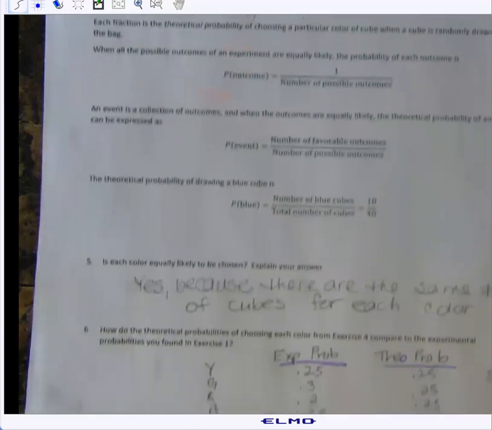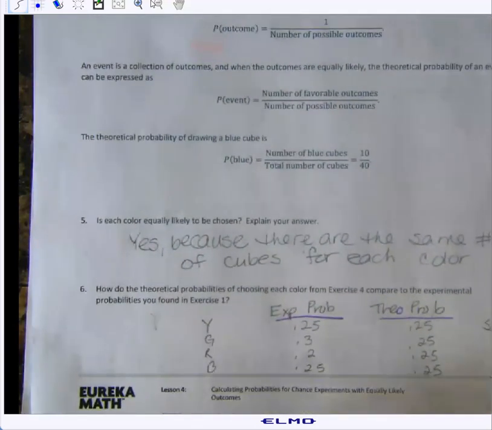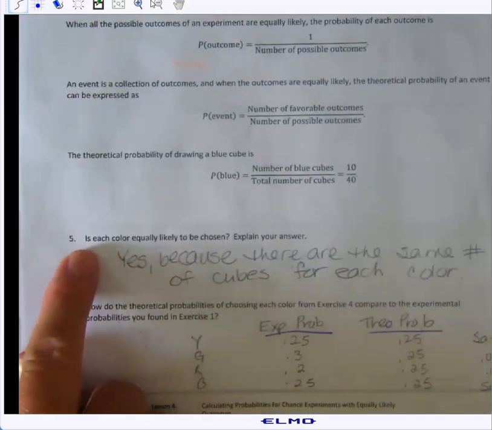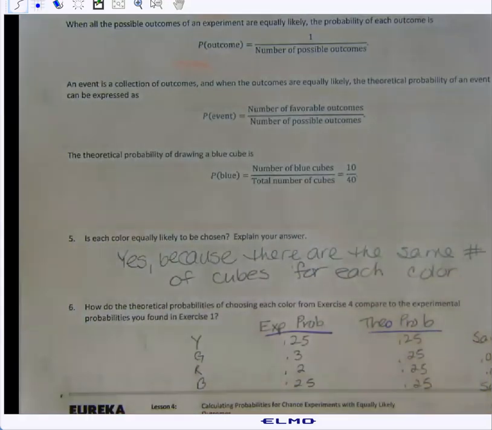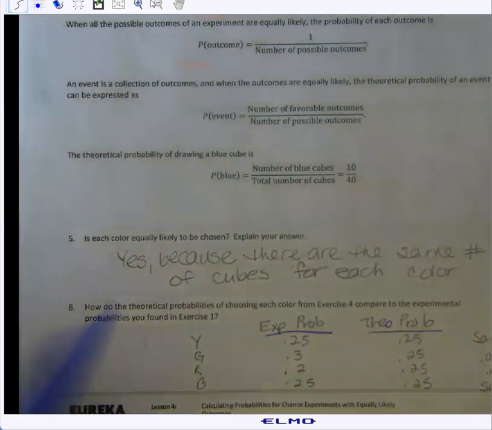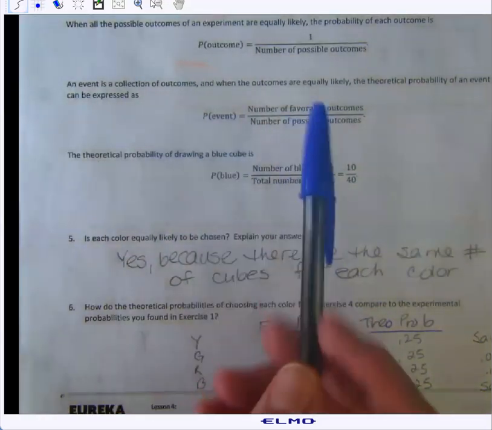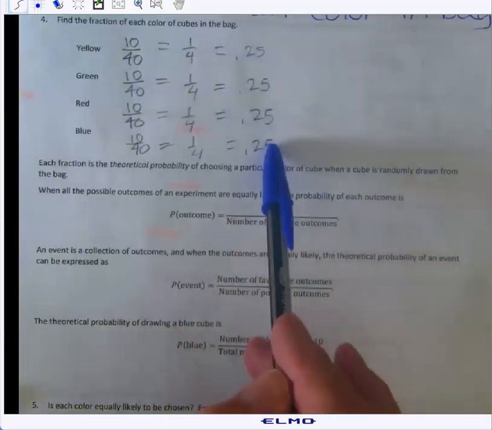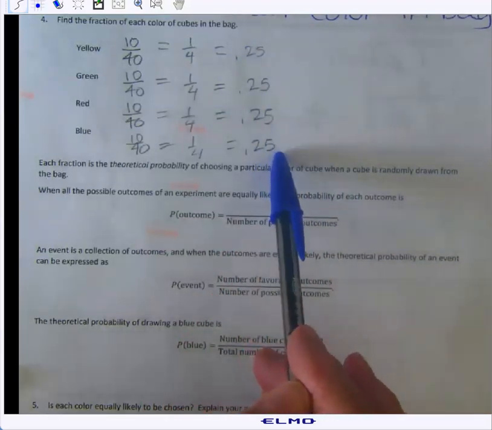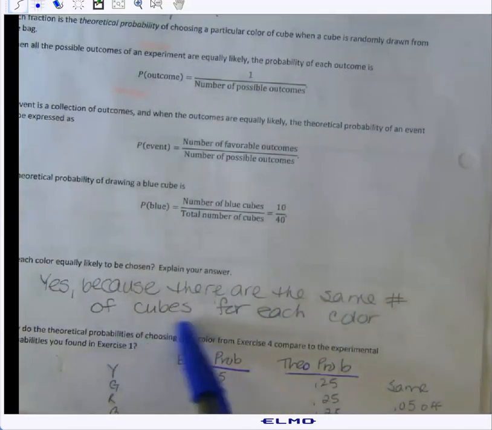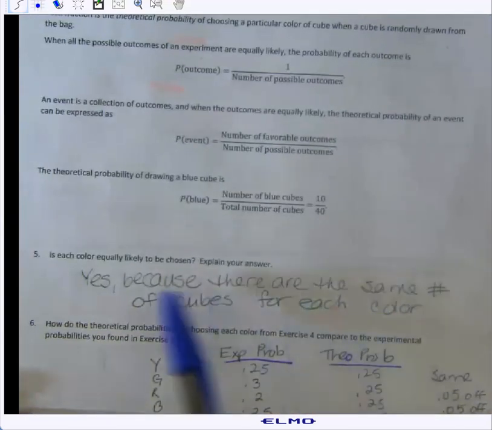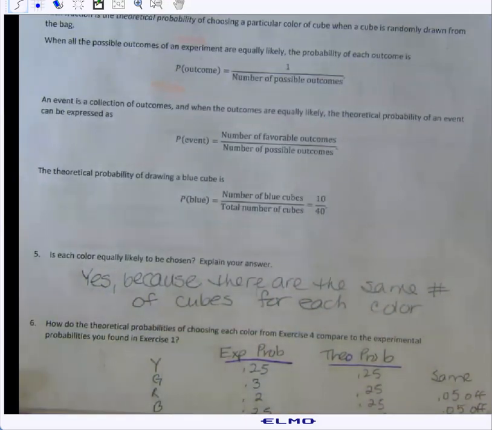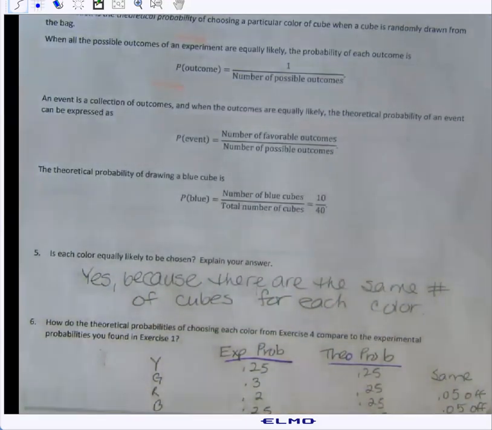So let's skip down to question 5. That's what I was just getting ready to say. Is each color equally likely to be chosen? Explain your answer. Well, yes. We've already calculated the theoretical probabilities, which are all exactly equal. And we know for a fact that there are the same number of cubes for each color. So each color is equally likely to be chosen.